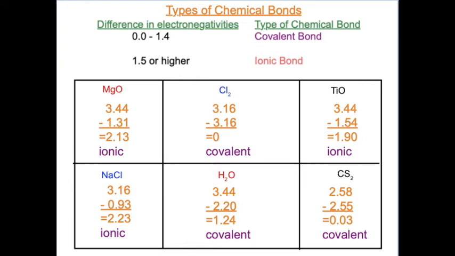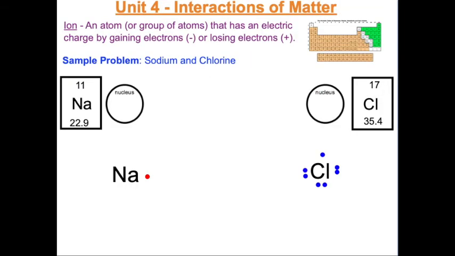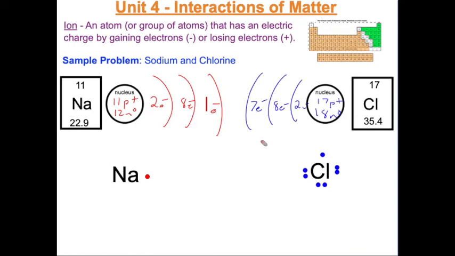Now that we can determine if a chemical bond is ionic or covalent, we can now look at our first example of an ionic bond. This is sodium bonding with chlorine. We know how to diagram sodium: 11 protons, 12 neutrons in the nucleus, 2 electrons in the first shell, 8 in the second, 1 in the third. And for chlorine, 17 protons, 18 neutrons in the nucleus, electrons are 2 in the first, 8 in the second, 7 in the third.